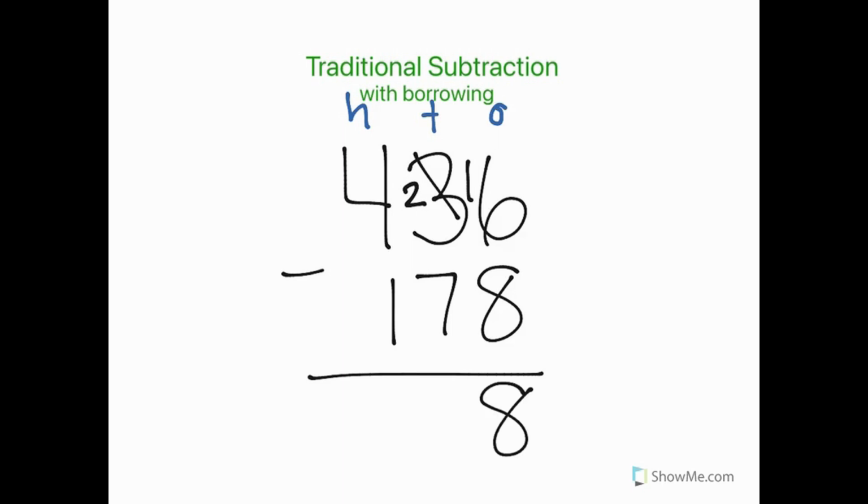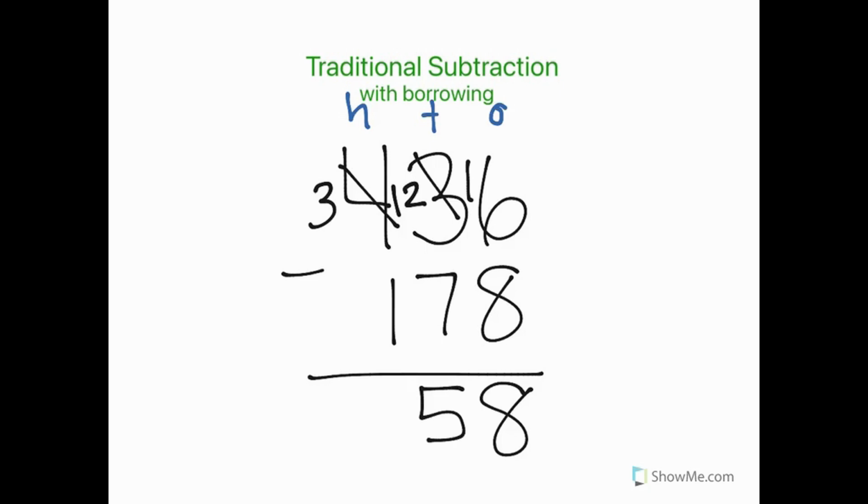Next, we'll go to the tens column. 2 minus 7. Oh no, we can't do 2 minus 7. 7's too big. Let's go borrow from the hundreds column. The 4 is going to become a 3. That means the one that I'm taking from the hundreds column is going to make this a 12. We can do 12 minus 7, which is 5.